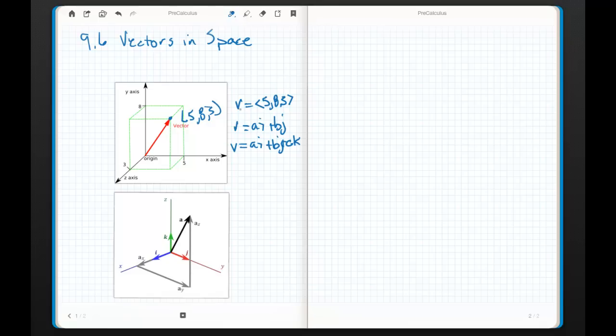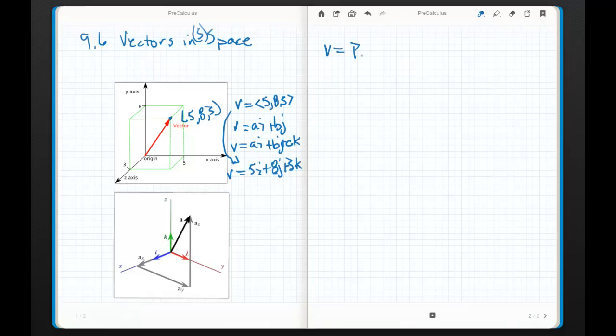All right, so I could write this vector up here as v equals 5i plus 8j plus 3k if I wanted to. All right? Now, once you've got your brain wrapped around how vectors in space work, all of the rules that apply to vectors in 2 space, when I say vectors in space, I really mean 3 space, we can stick that in parenthetically. All of the rules are exactly the same. Nothing has changed.